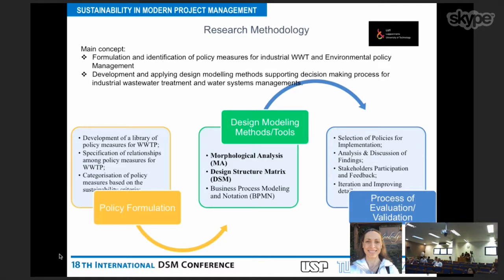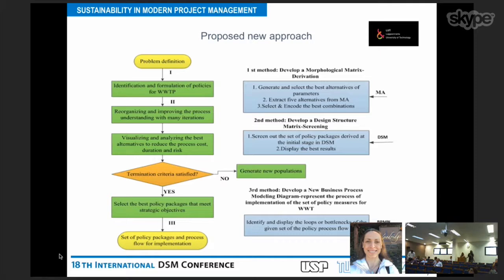there is a lot of analysis and discussion about the findings, which would be better improved with the participation of stakeholders and feedback in the different workshops. And in this case, we proposed our new approach, first by developing a morphological matrix, and then the second stage is to develop a design structure matrix in order to deal with all these policies that are developed and formulated for the wastewater treatment plant.